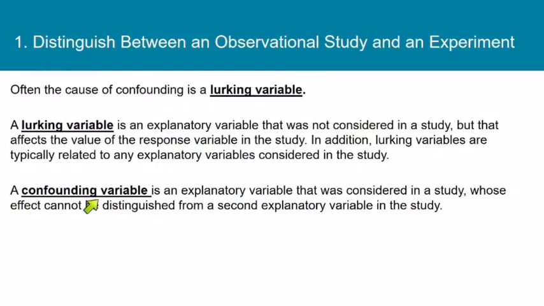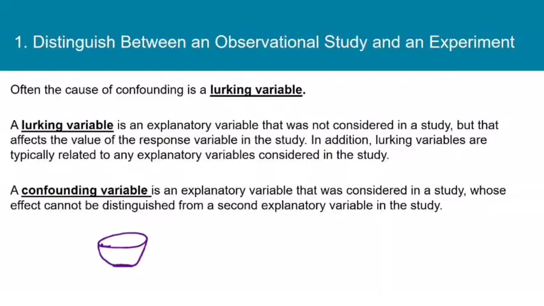And then we have a confounding variable, which is an explanatory variable that was considered in a study, whose effect cannot be distinguished from a second explanatory variable in the study. So let me give you a little example of the difference between a lurking variable and a confounding variable, because it's not a big deal, but you may be wondering why we have two terms here.